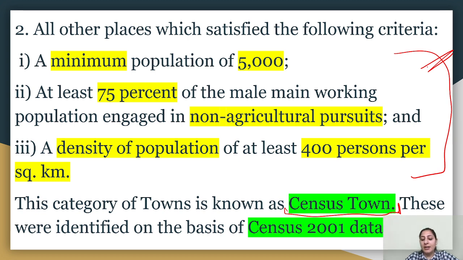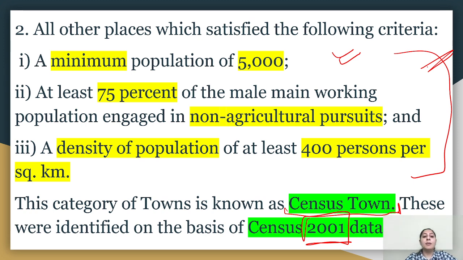पहले कौन सा था? हमारे पास था statutory towns. But ये जो है, this is census towns. और इसमें कौन से साल की census count होते हैं? It is 2001. 2001 का जो सेंसस का डाटा था, उसके अकॉर्डिंग हम ये क्राइटेरिया चेक करते हैं.